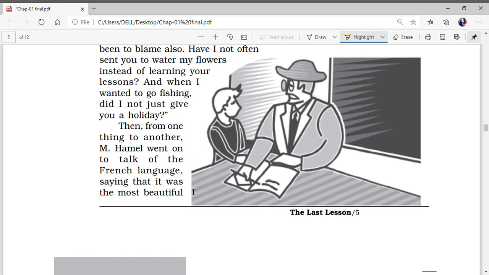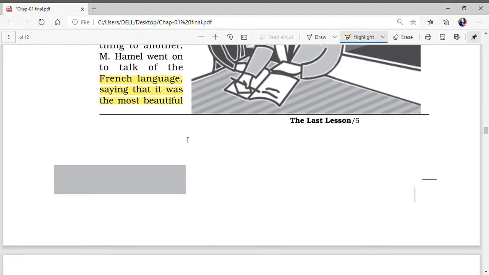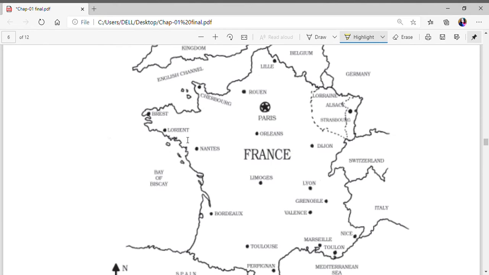Then from one thing to another, M. Hamel went on to talk of the French language, saying that it was the most beautiful. Okay, so here it's the very important thing, that how people of France are perceiving this language, that for them it is the most beautiful, and most logical language.